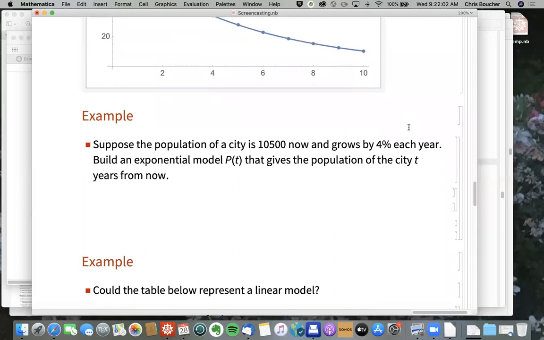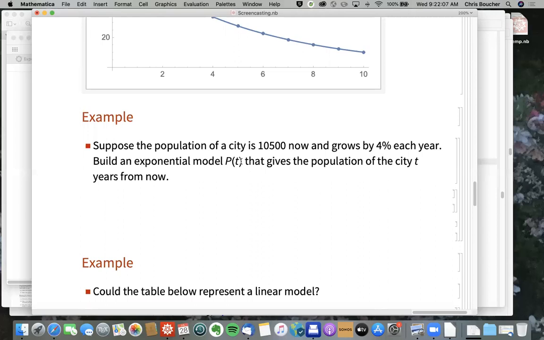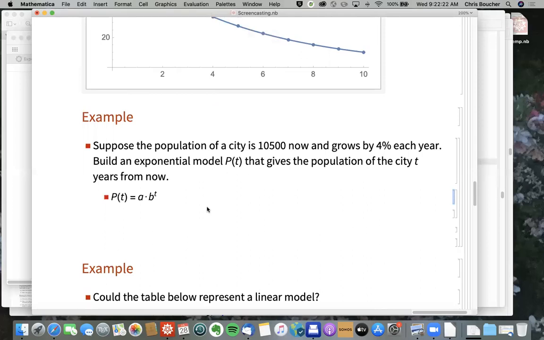All right, here's an example. Suppose I have a city and I have some population information. Currently, there's 10,500 people in the city. It grows by 4% each year. And we're going to build an exponential model that gives the population of the city T years from now. Okay, so I know right away that because of this phrase exponential model, this is what the function looks like, right? That's what an exponential model looks like, A times B to the T.